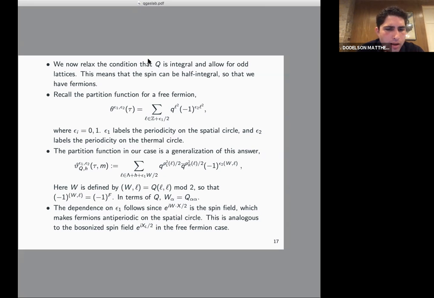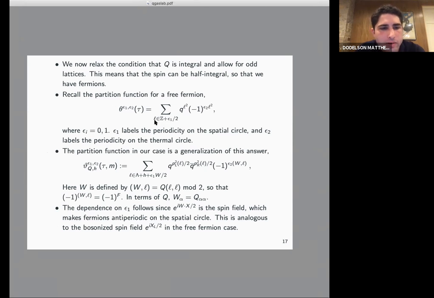So to motivate the partition function, we recall the partition function for a free fermion, and in this case we have 4 spin structures, and they're labeled by 2 integers, epsilon_i, which take values in 0 and 1. So here, epsilon_1 labels the periodicity on the spatial circle, and so that's shifted in the sum, and epsilon_2 labels the periodicity on the thermal circle. And so on the thermal circle, we insert an operator (-1)^F, and that corresponds to this (-1)^{epsilon_2 L^2} there. And then on the spatial circle, we have either R sector or NS sector, and that corresponds to this shift in the sum.